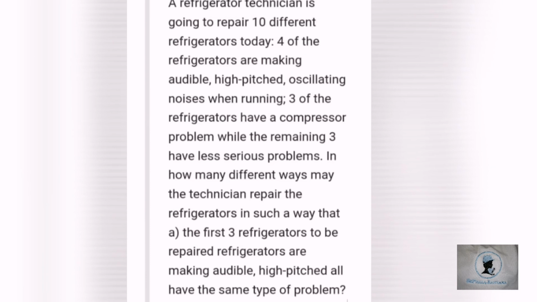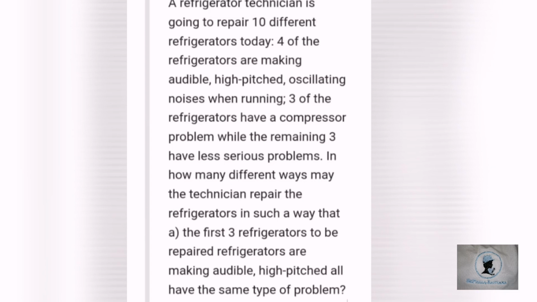180. Question says a refrigerator technician is going to repair 10 different refrigerators today. 4 of the refrigerators are making audible high-pitched oscillating noises when running. 3 of the refrigerators have a compressor problem, while the 3 remaining have less serious problems. In how many different ways may the technician repair the refrigerators in such a way that?